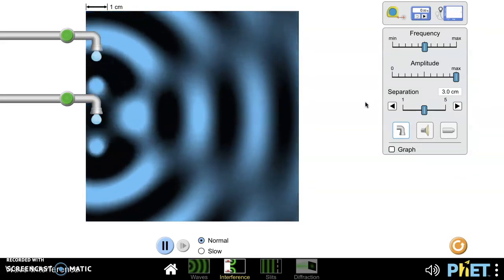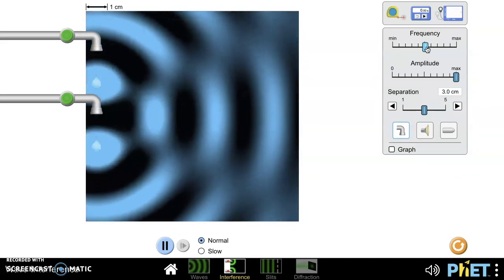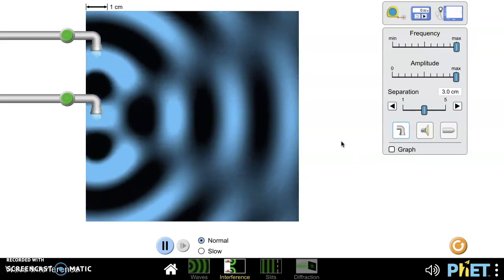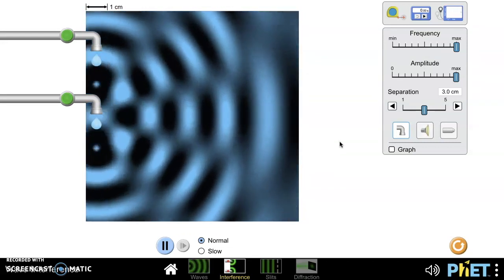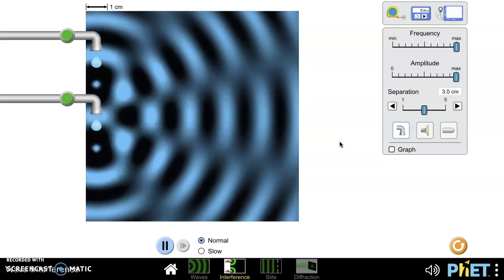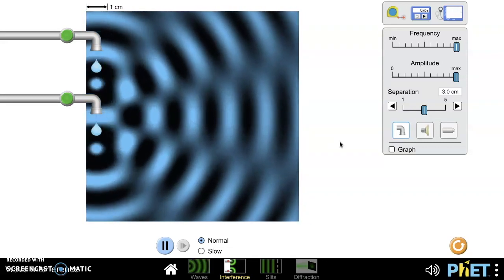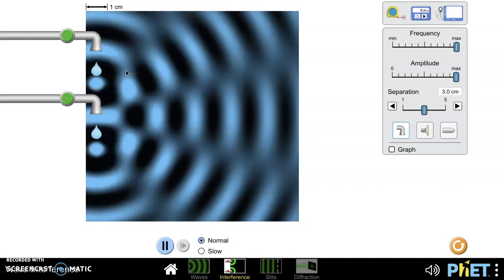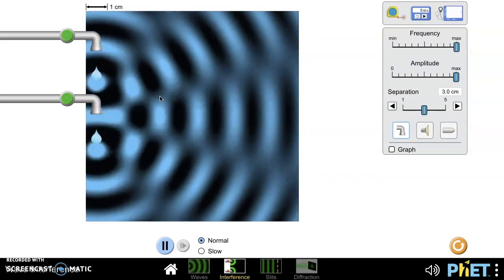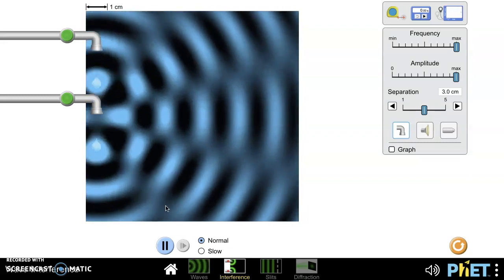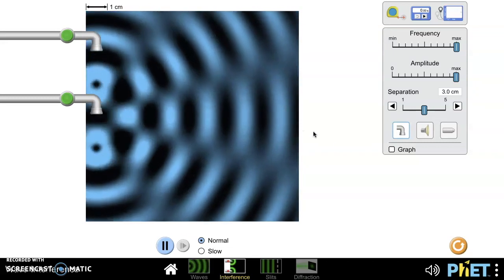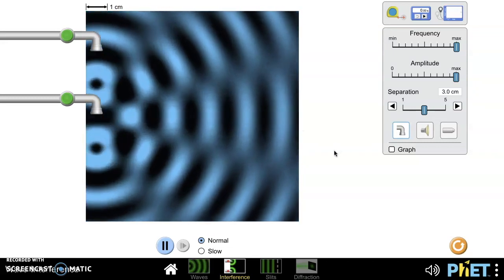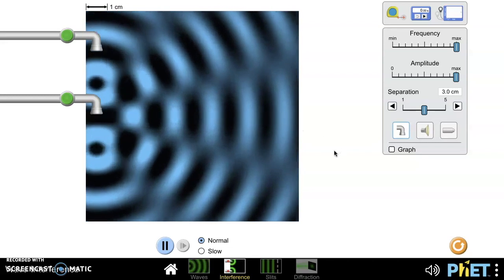Now, if we increase the frequency of the dripping, let's just bring it up to the max, which doesn't end up being very fast, but look what happens to the number of nodal lines and antinodal lines. We now see a nodal line in 4 places, and antinodal lines we see in 5 places. The number of lines has increased with the frequency.